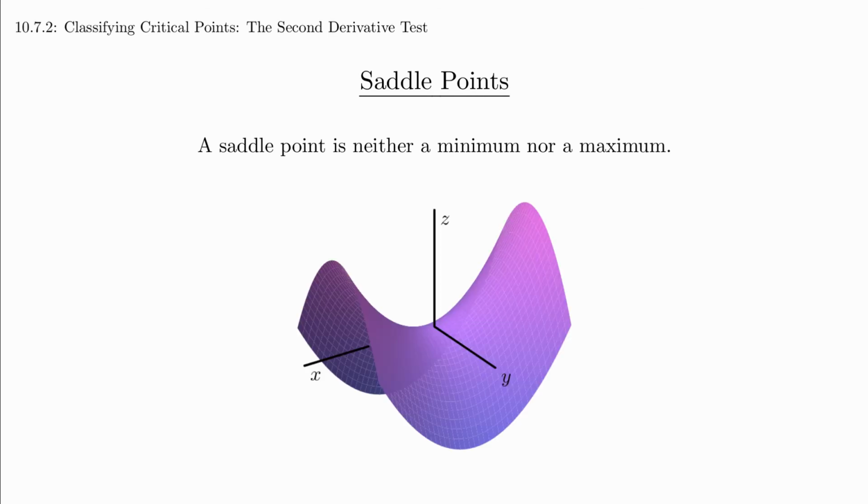This is called a saddle point because it's basically the shape of a saddle, like what you would use with a horse. When you sit in a saddle, it's concave up from front to back to keep you in the middle, but it's concave down from left to right, so that your legs can go down around the sides of the horse. This mixture of being concave up in one direction and concave down in another is what makes it neither a minimum nor a maximum.